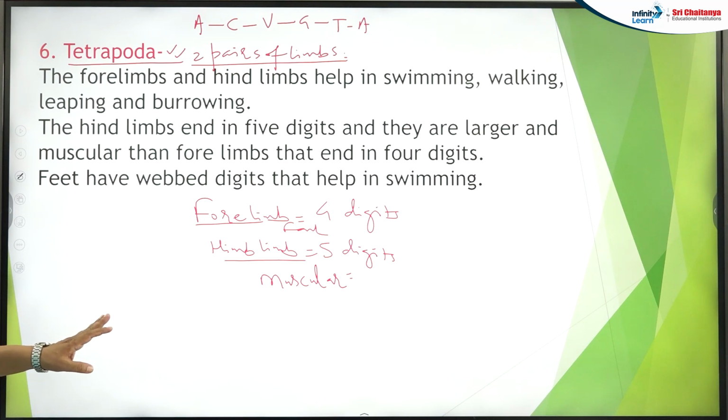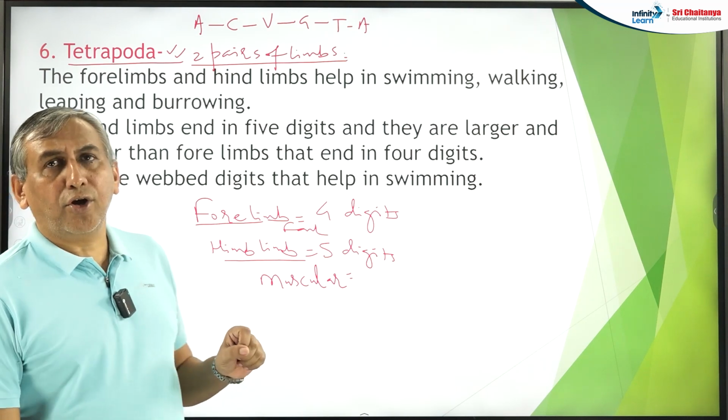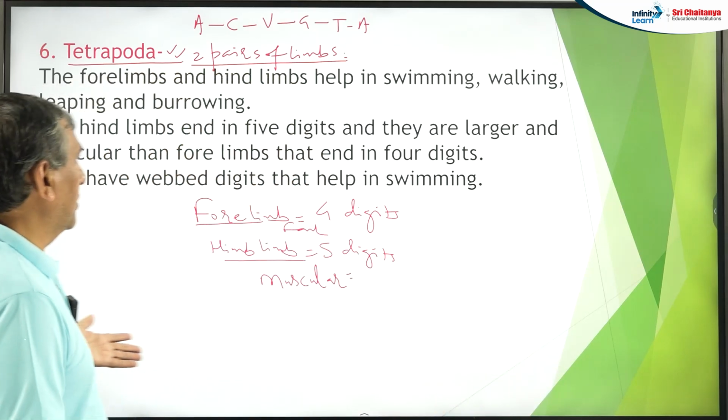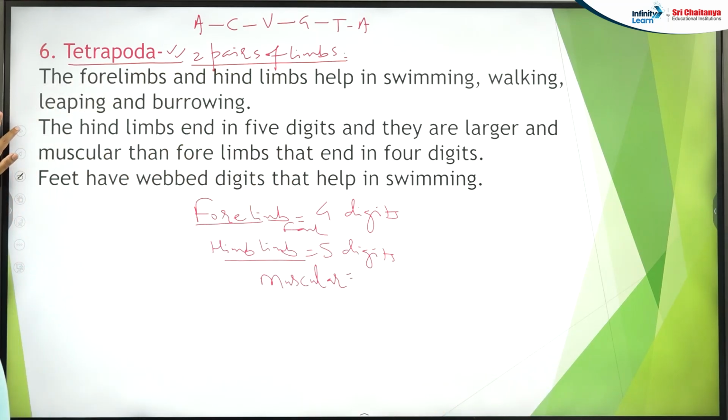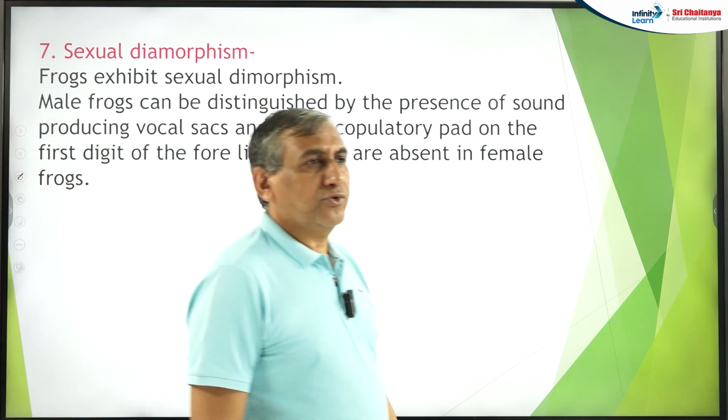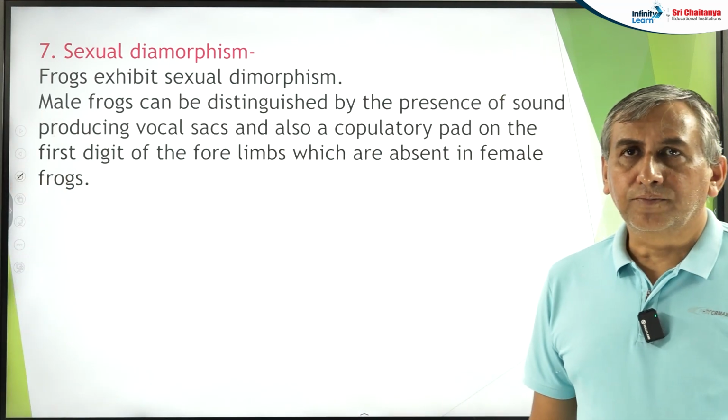So this is the one point. That is why frog has economic importance. The muscular legs of frog can be eaten as food. So this is the one point that you have to remember related with the frog. Very important, frog is showing sexual dimorphism also.